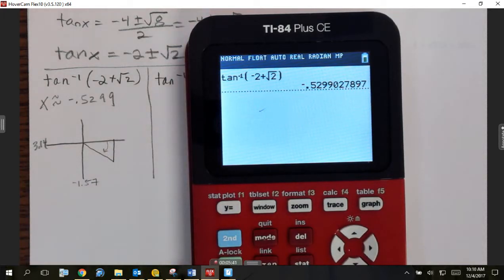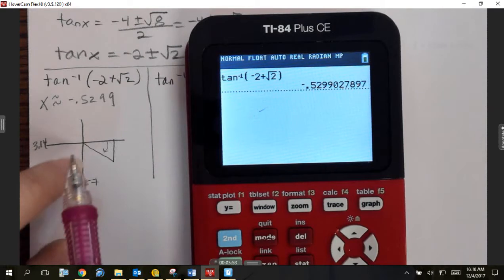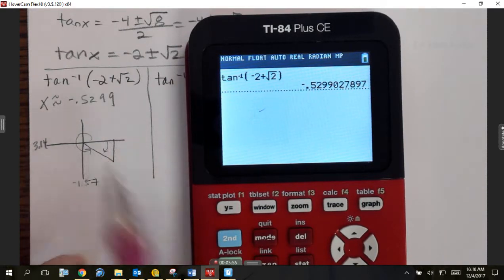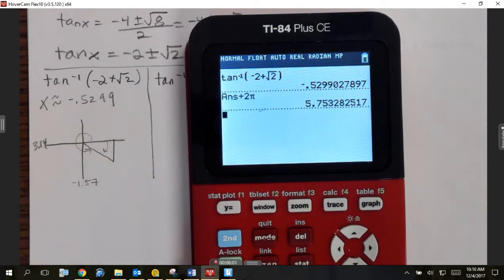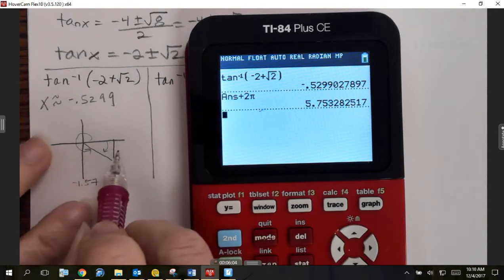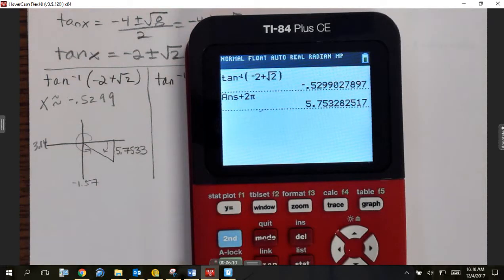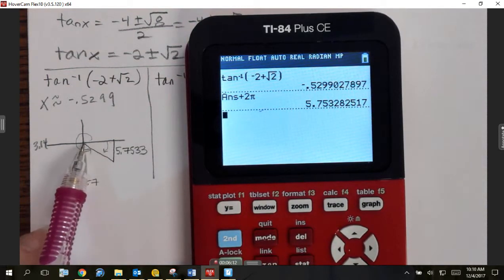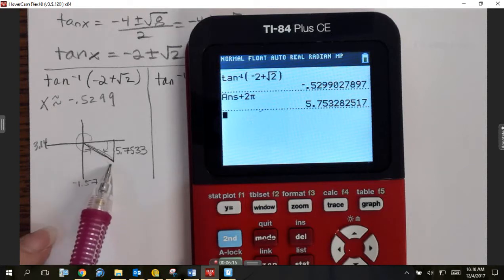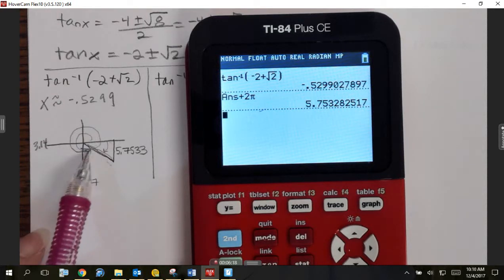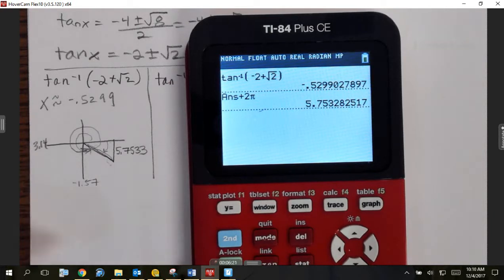My answer, though, is not going to be -0.5299 because the directions say answers are 0 to 2 pi. So I can't have a negative radian. We've done this before. You instead have to add on 2 pi, so you go all the way around the other side. So on my calculator, I'm just going to add 2 pi, and I get 5.7533. How did I know to add 2 pi? Because I want something that's coterminal with this, but goes all the way to the other side, so I'm going to add all the way around. One cycle is 2 pi.